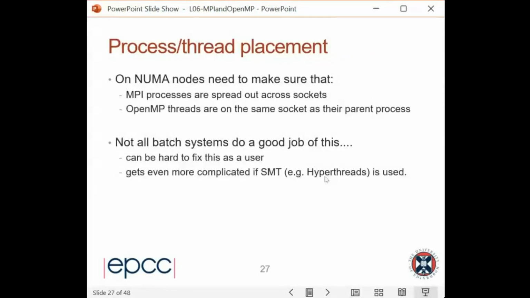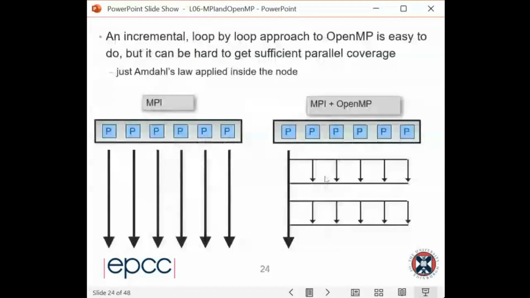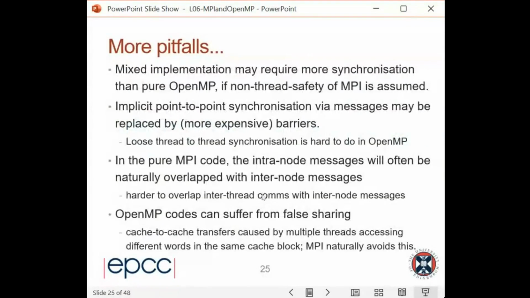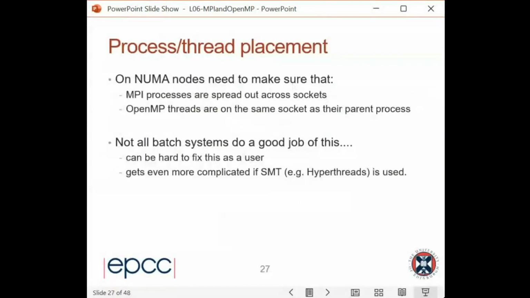There's other effects which I won't. Whoops, sorry, I've hit the wrong, sorry, I've hit the scroll. So we've done this.